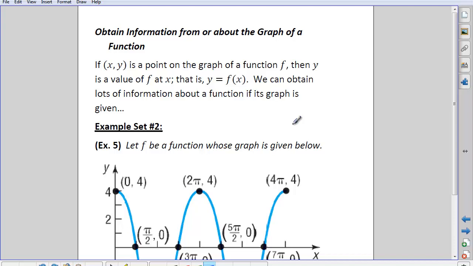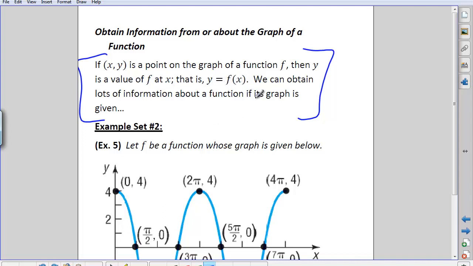Now we're moving on to obtaining information from or about the graph of a function. There's one really critical thing that we need to start out looking at here, and this is a pretty simple statement, but you don't want to miss this, because this thought and this definition is going to be used in a lot of problems, a lot of homework questions, and this is really a fundamental idea that you need to be aware of. If (x, y) is a point on the graph of a function, then y is a value of f at x, or that is y equals f of x.